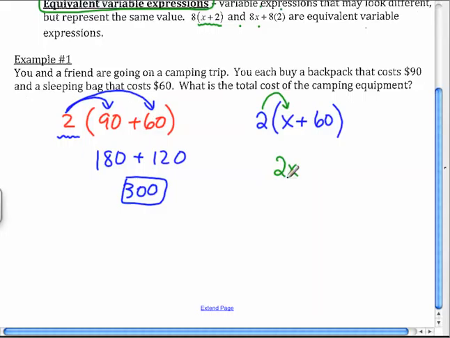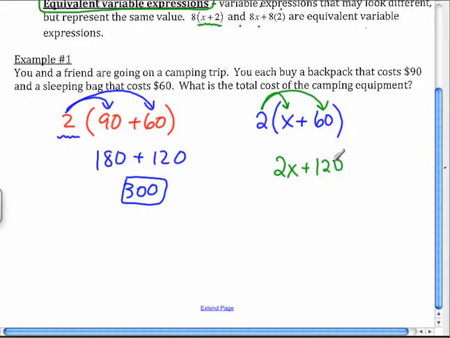What do I need to do now, Ethan? What times 60? 2 times 60. Exactly. I have to multiply both of these things by 2. And what do I get when I multiply 2 times 60? Nika? 120. Okay?